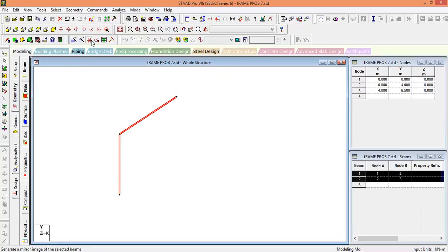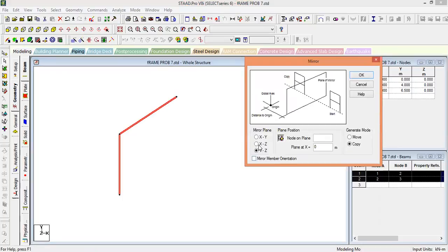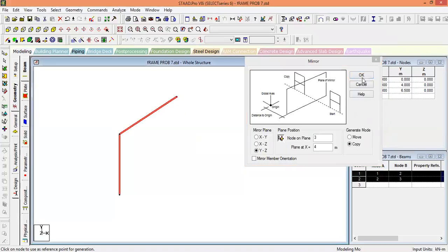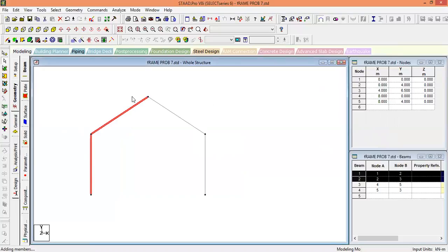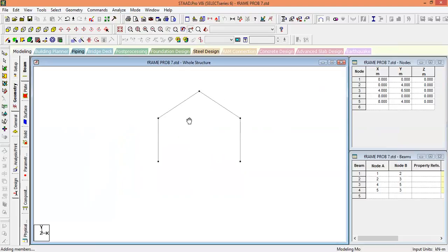Now you go to generate mirror. As we know, it is the YZ axis. Take the point where you want the mirror image. Okay, now you get the mirror image of this side. Hope you have understood. This is the XY plane. You have to place the mirror in the YZ plane so that you get the mirror image on the other side. Okay, so this is the frame which we wanted.